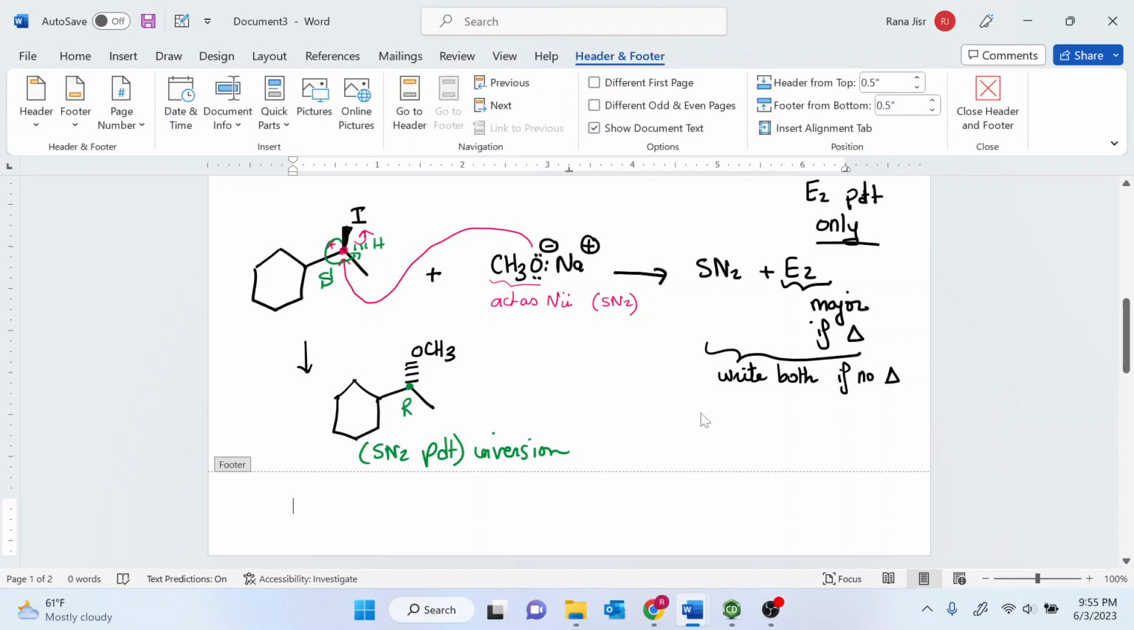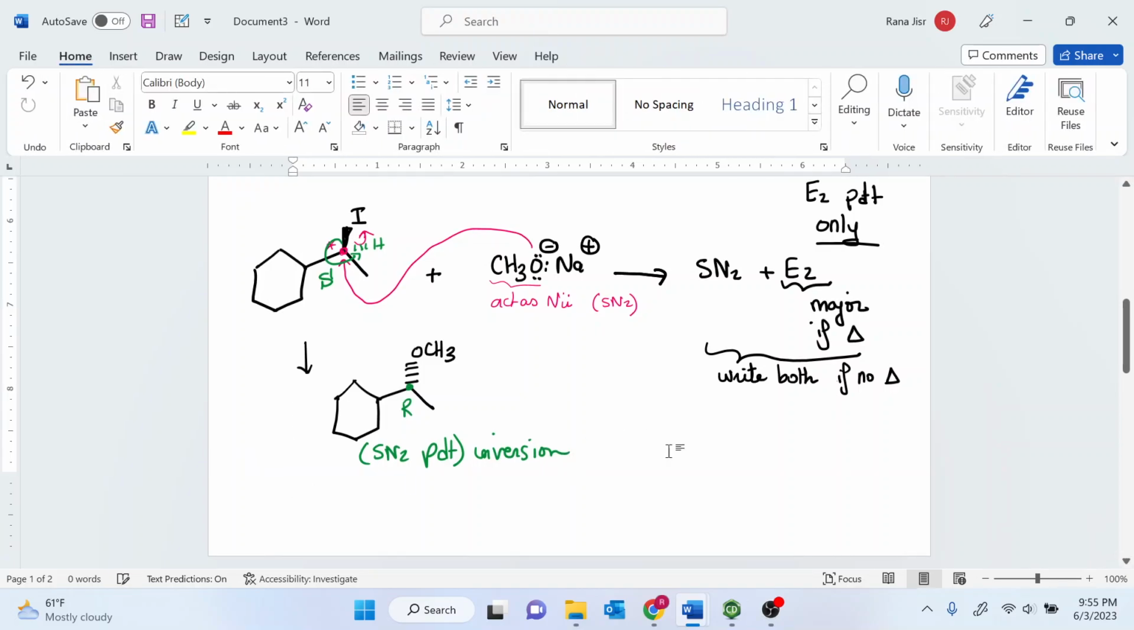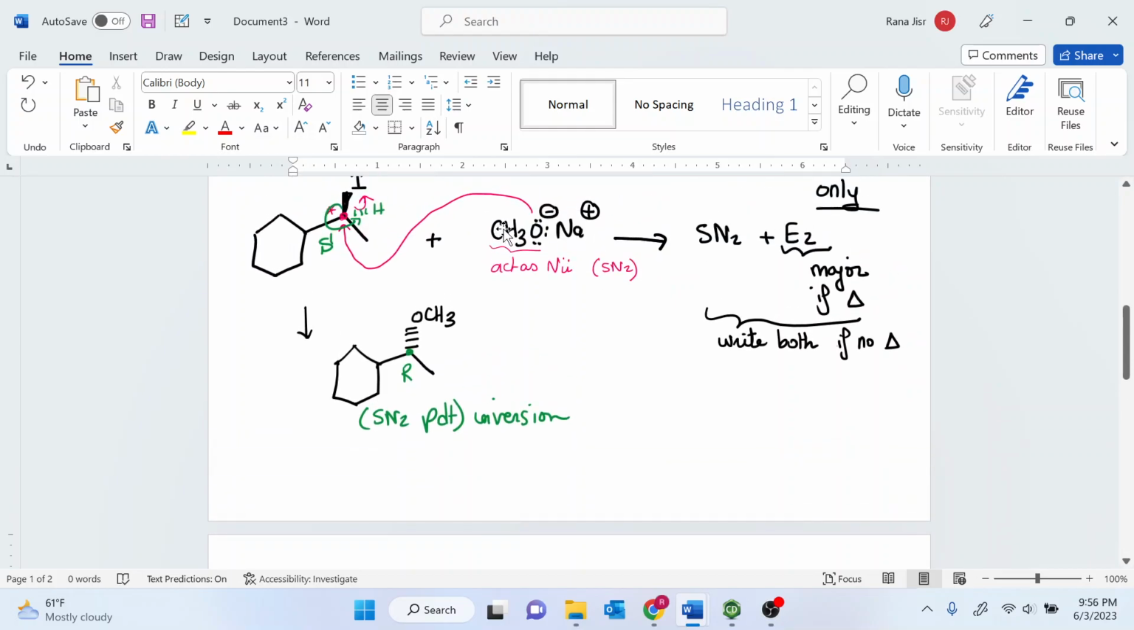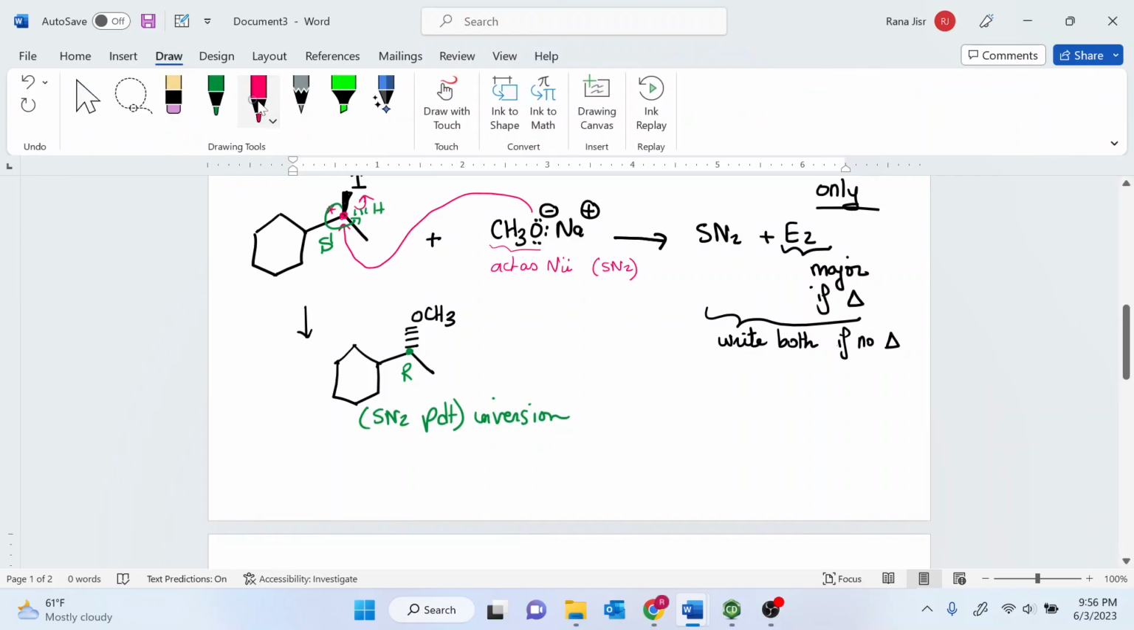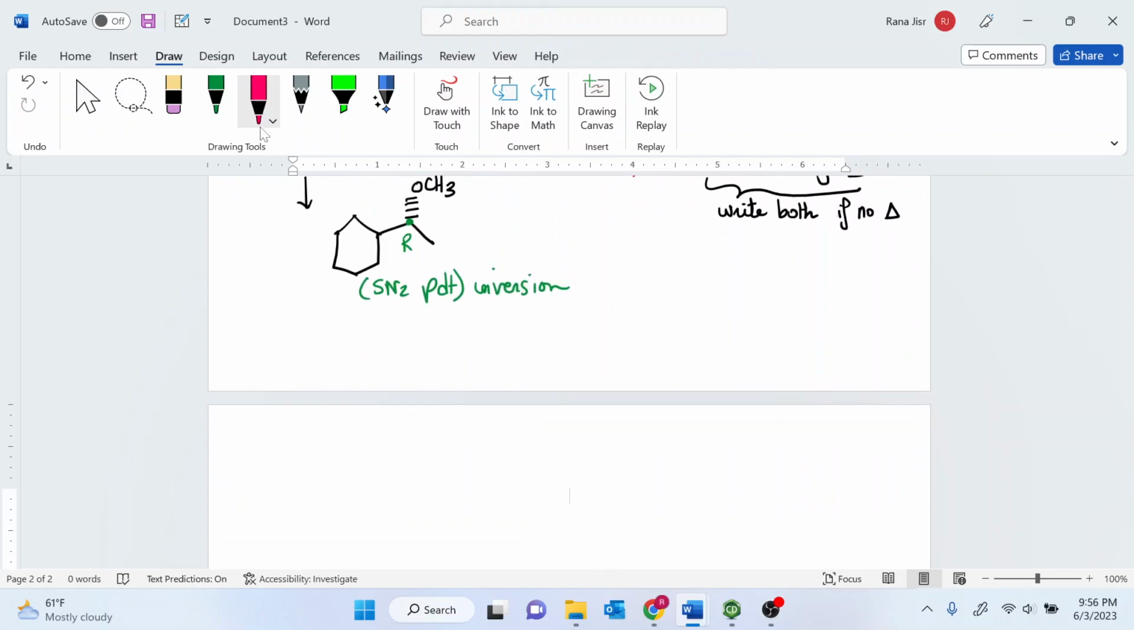Now, with respect to the elimination, with respect to the E2. E2 happens whenever the OCH3 acts as a base now. So if the OCH3 acts as a base, then in this case, E2 is going to happen. And for E2 to happen, as we mentioned before, it's a one-step reaction. So let's go ahead and write the reactants again. Iodine is in front, okay? And I am reacting this with now my base.